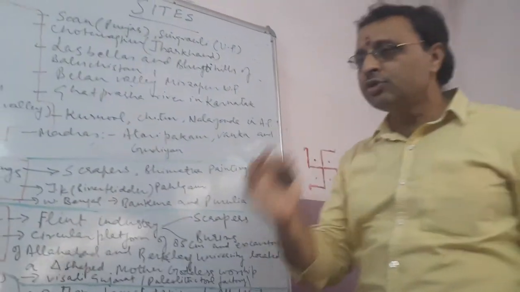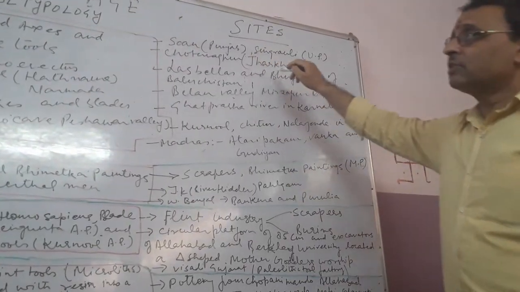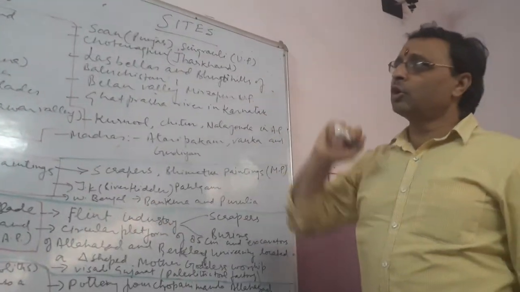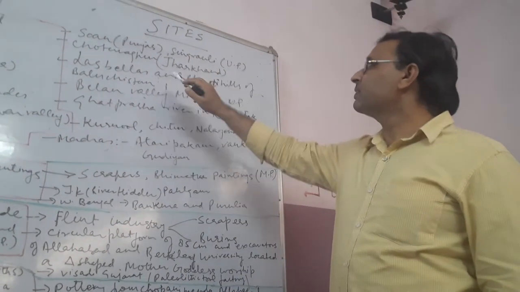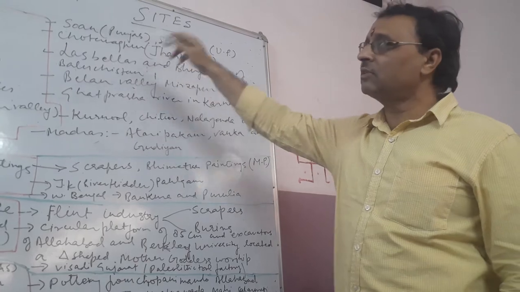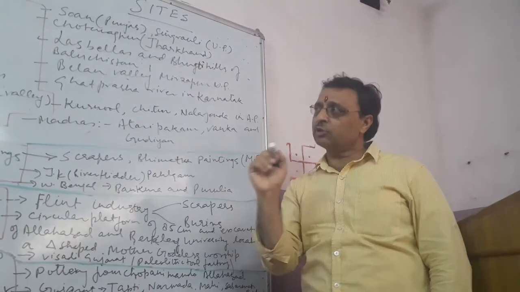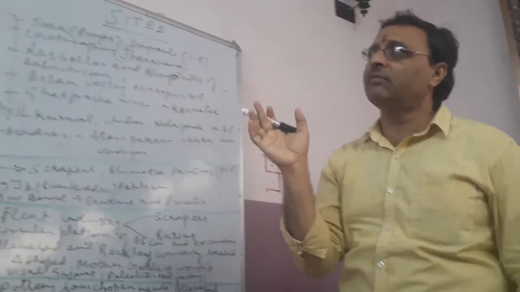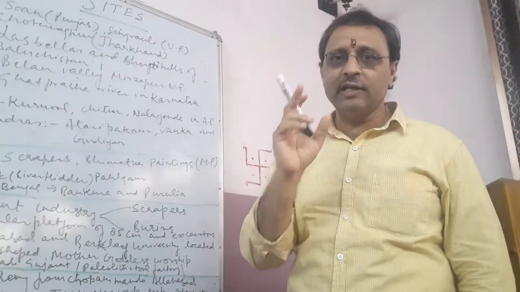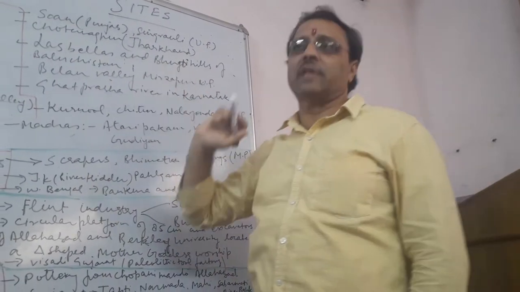So what type of questions could be asked in the prelims: from where have we discovered the tools of the lower Paleolithic age? Where is the Son Valley, Singrauli, UP, where is Chota Nagpur in Jharkhand, and from Las Belas and Bhukti Hills of Baluchistan also. This type of question could be asked about where we have discovered lower Paleolithic age tools in India, from which particular sites. So you have to cram these sites.